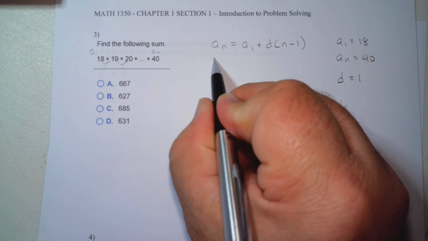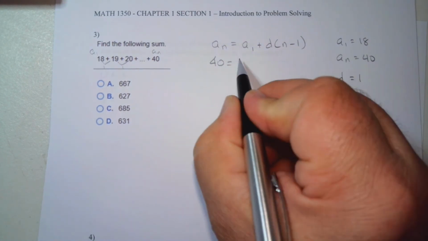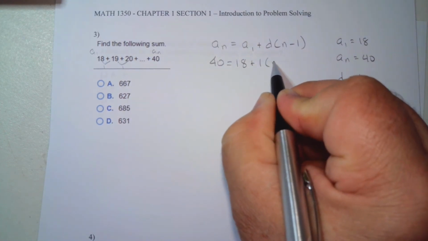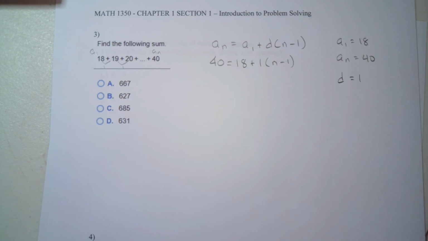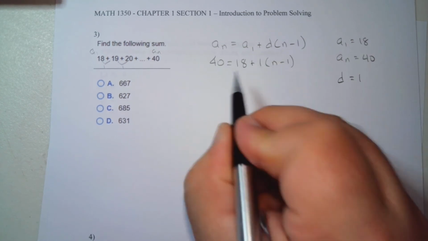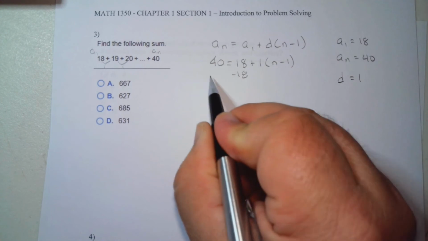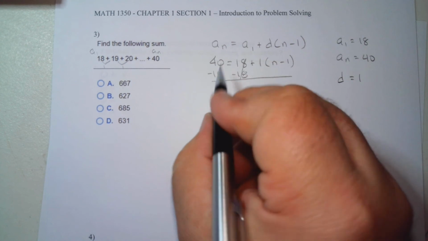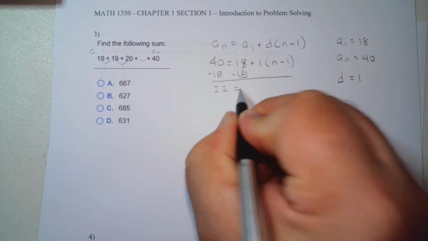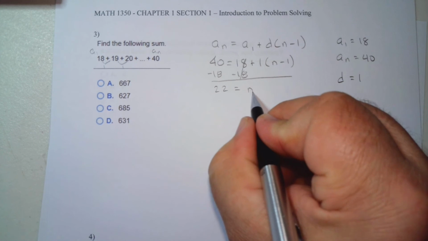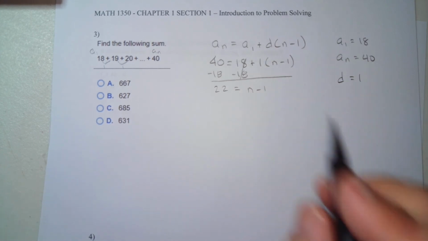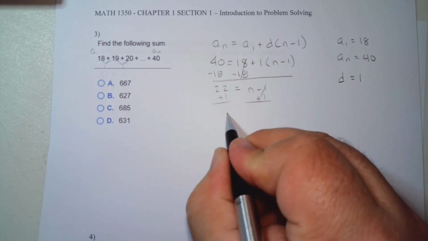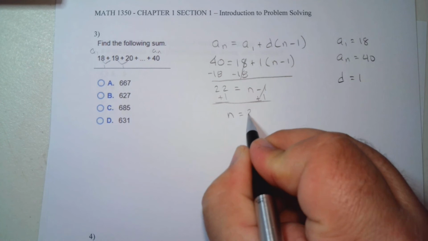Let's plug them in there. So we have 40 equals 18 plus 1 times n minus 1. Let's solve for n. Subtract 18 from both sides. So we get 22 equals, that's just a 1, so we have n minus 1. Add 1 to both sides. So n is equal to 23.